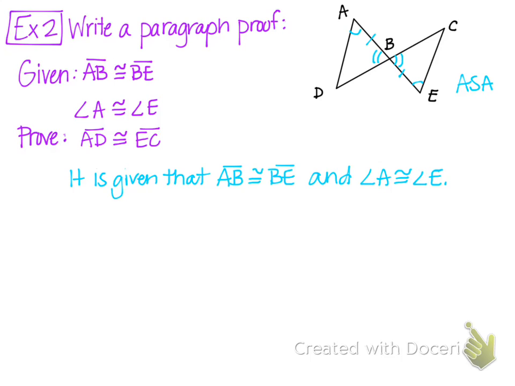We're going to say that angle ABD is congruent to angle EBC, and because this is our reason, vertical angles are congruent.